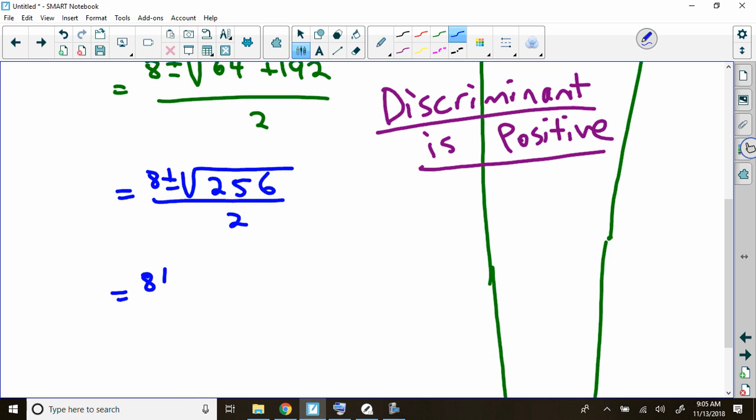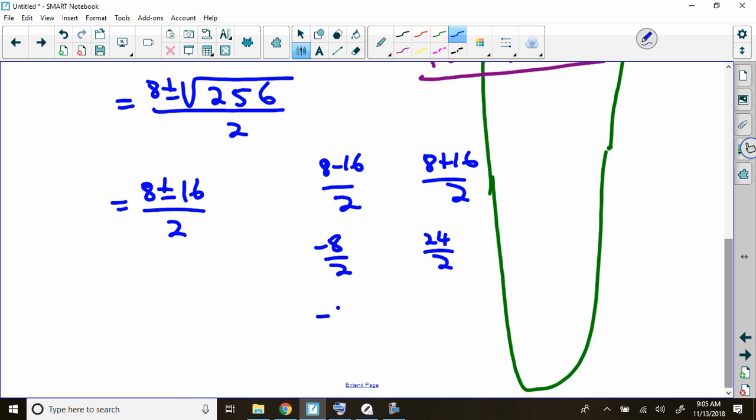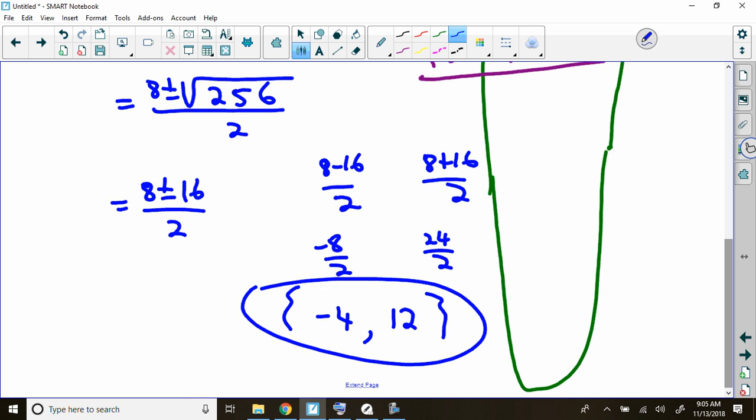This is going to be 8 plus or minus, what's the square root of 256? Anybody know it? It's a perfect square, you should. It's 16 over 2. So our answers are going to be 8 minus 16 over 2, or 8 plus 16 over 2. So that's going to be negative 8 over 2, or 24 over 2. So my 2 answers to this are going to be negative 4 and positive 12.